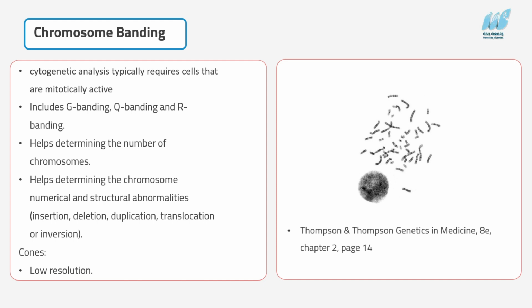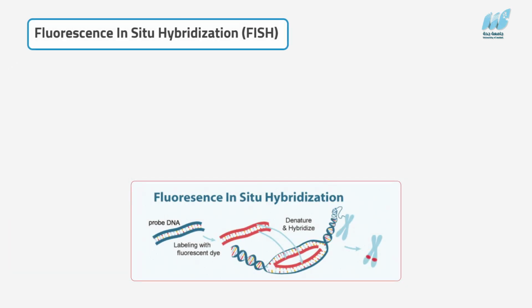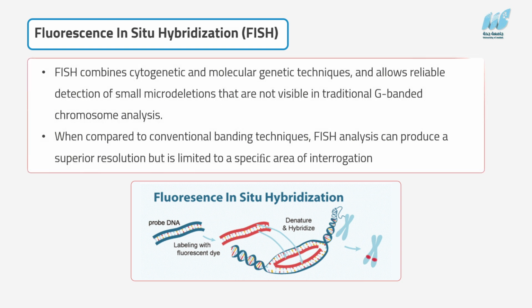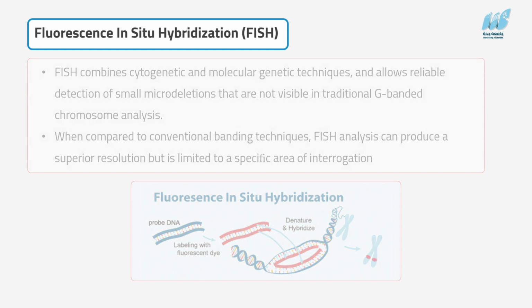However, the resolution of this technique is very low, because it doesn't identify microdeletions in the chromosomes. Another important cytogenetic technique is called fluorescence in situ hybridization, or FISH. It uses fluorescent DNA probes to target specific chromosomal locations within the nucleus, resulting in colored signals that can be detected using a fluorescence microscope. It allows reliable detection of small deletions. FISH analysis can produce superior resolution compared to G-banding chromosome analysis.